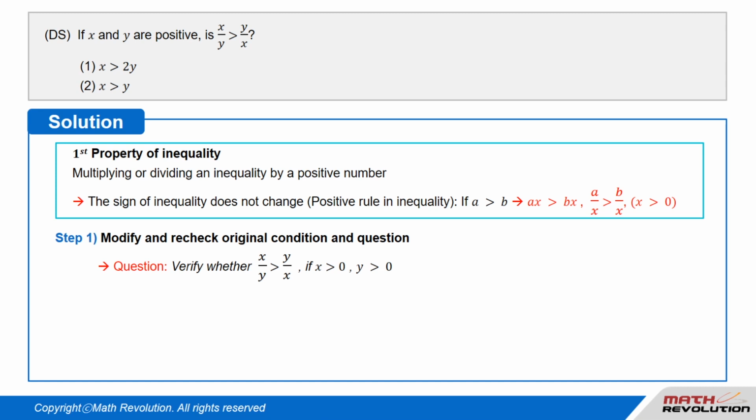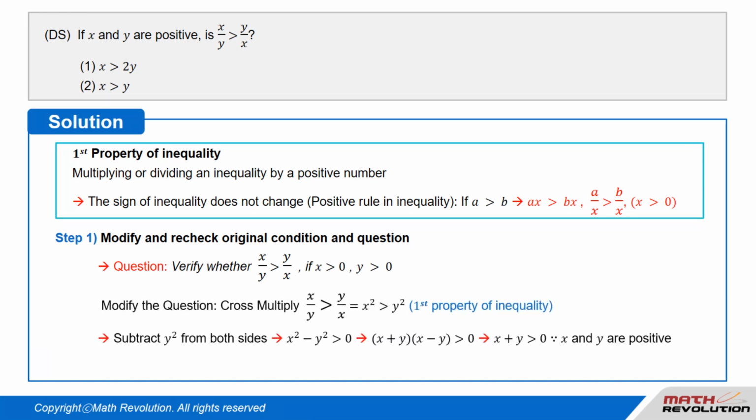Follow the first step of the variable approach by modifying and rechecking the original condition and the question. We are required to verify whether x over y is greater than y over x when x and y are positive. You can get the answer to this question right away by using the modification, which is the first step of the variable approach. In the question, both x and y are positive numbers, and if we cross-multiply both sides of x over y is greater than y over x, we get x squared is greater than y squared by the first property of inequality, which is the positive rule in inequality.